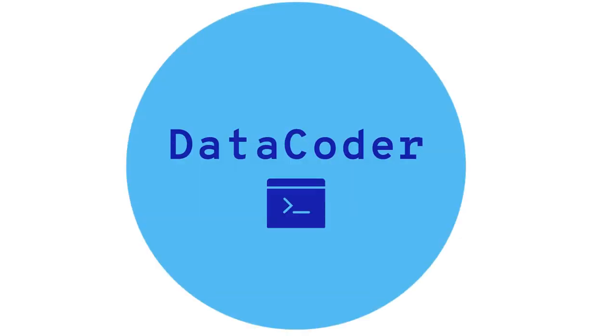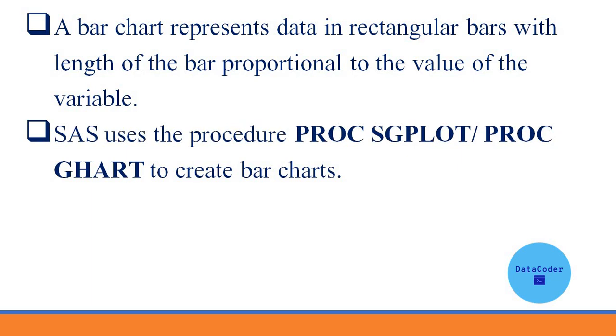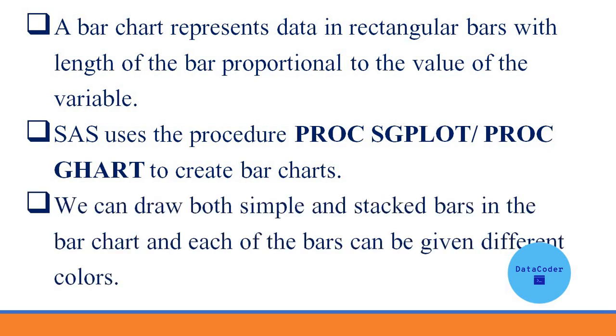Let's get started. So what is a bar chart? A bar chart represents data in rectangular bars with the length of the bar proportional to the value of the variable. SAS uses the procedure proc sgplot or proc gchart to create bar charts. We can draw both simple and stacked bars in the bar chart, and each of the bars can be given different colors.